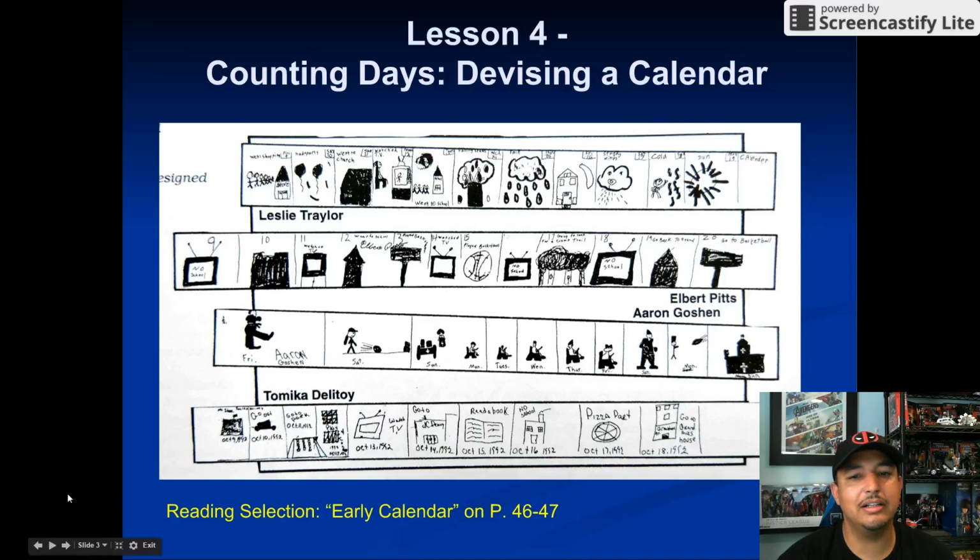So to create the calendar, students draw on a 60 centimeter strip of adding machine paper. Each student gets one sheet. To make the calendars, students then record the previous 5 days on their sheets and make predictions about the upcoming 5 days. As a final note on lesson 4, there's a reading selection on early calendars. And as a side note, the unit has some nice social studies and history connections.